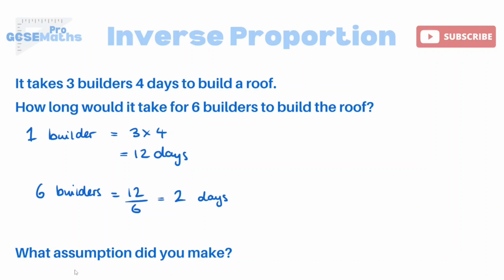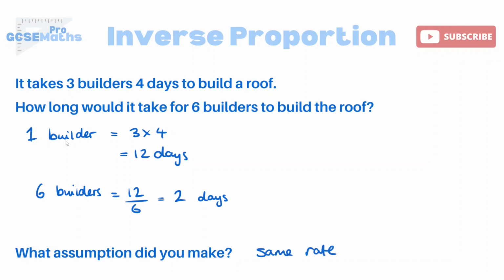Now, often this question is asked with a part B, which says something along the lines of, what assumption did you make when you made your estimate? It's pretty much always the same answer, just relate it to the context. We assumed that each builder works at the same rate. Okay, so it's something about the same rate. So just apply it to the context. In this case, the builders worked at the same rate.